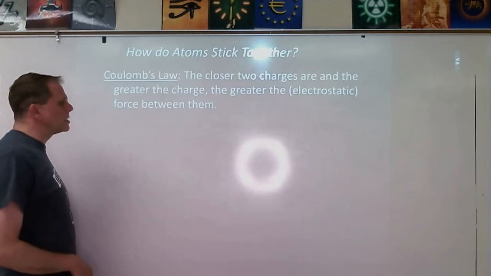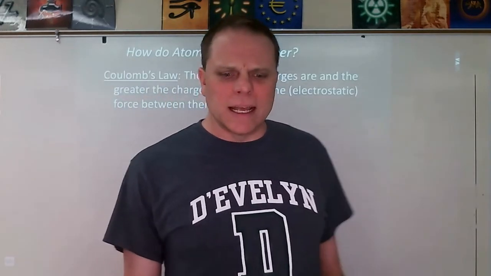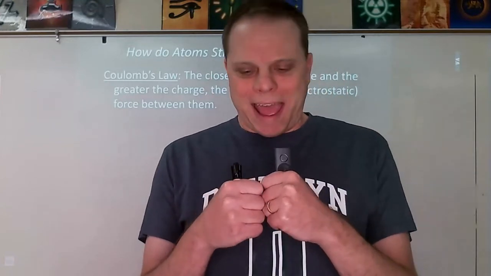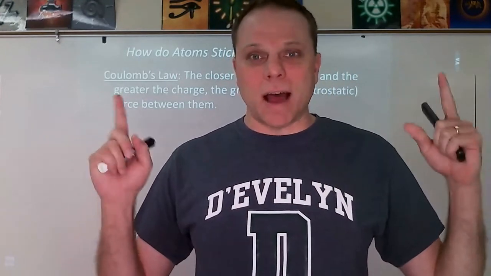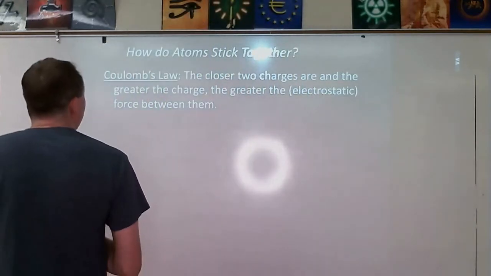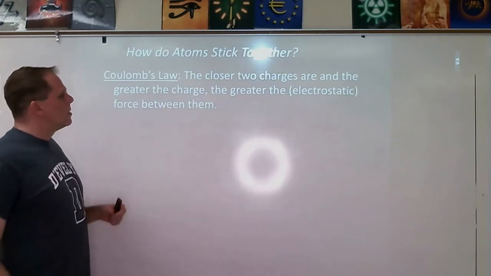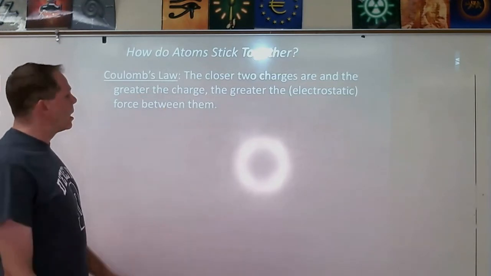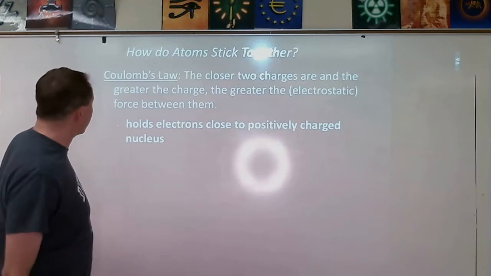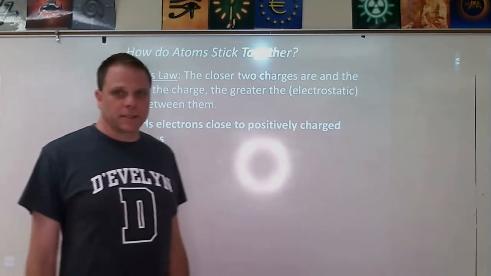So how do these atoms stick together? That's a great question. Now we've got these positively charged protons, right? And then we've got these negatively charged electrons. Opposites attract, so it makes sense the electrons would want to come into the protons. And the closer the charges are, the greater the attraction is going to be, right? The greater the electrostatic attraction or the force of attraction is going to be there. So it's holding these electrons close to the nucleus, okay?